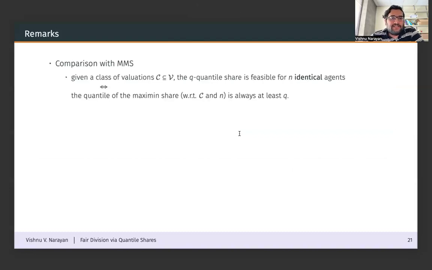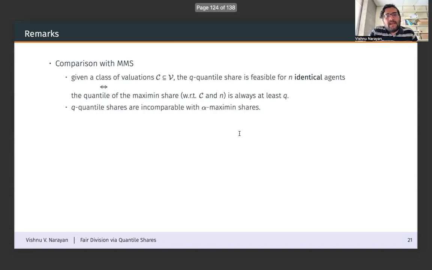I'll end with some remarks. So the first thing is, how does this compare with MMS, the quantile share? Given a class of valuations C, the Q quantile share is feasible for identical agents if and only if the quantile of the maximum share with respect to C and n is always at least Q, because if you have a Q quantile feasible allocation, it also witnesses the maximum share, maximum partition. And Q quantile shares are incomparable with alpha maximum shares.